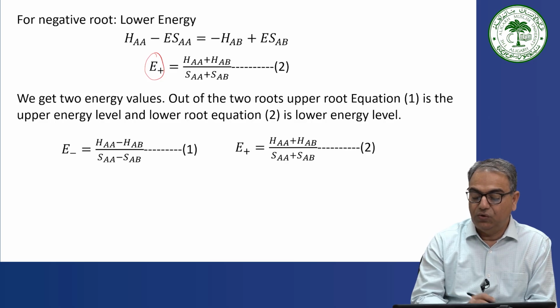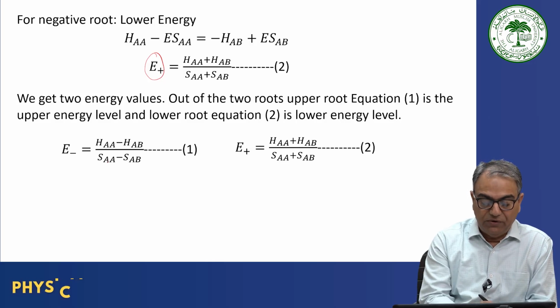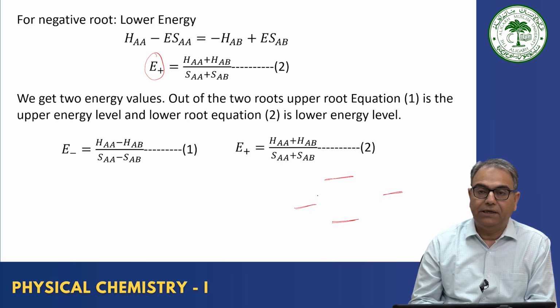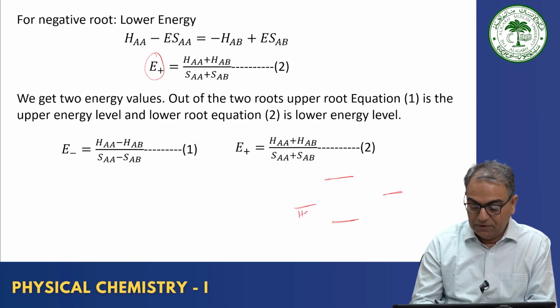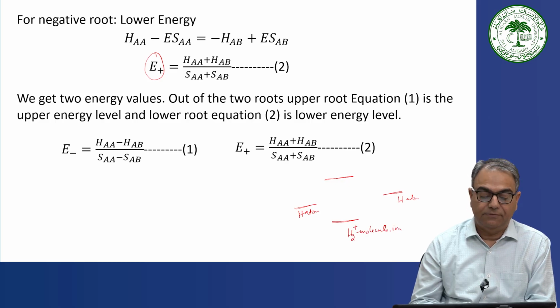Out of the two roots, the upper root, equation 1, is the upper energy level and the lower root, equation 2, is the lower energy level. So two different energy levels we obtain for the H2 plus molecule ion, which is made up of two hydrogen atoms. We will see why I am writing it like this. Okay, so this was your hydrogen atom. This was your hydrogen atom. This is your H2 plus molecule ion.